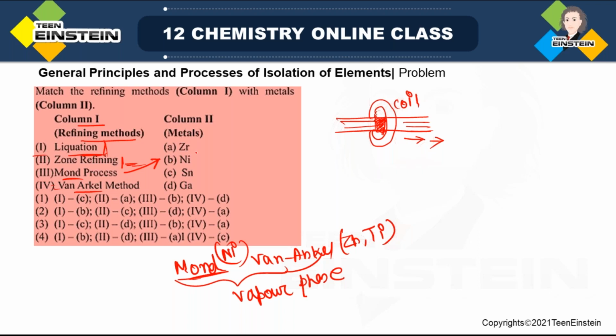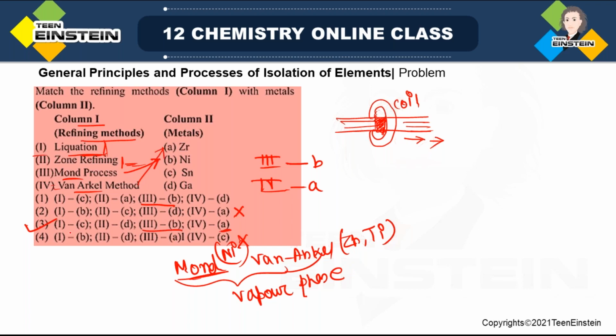So Mond process is related to 3B, that means 3 is associated with B. Now 3 associated with B, that you can find in option 1 and option 3. So these two we can cancel. And Van Arkel is related to Zr, that means 4 is associated with A. Now 4 associated with A, that we can find here. That means this should be the correct option. So just based on these two, you can decide which option will be correct.